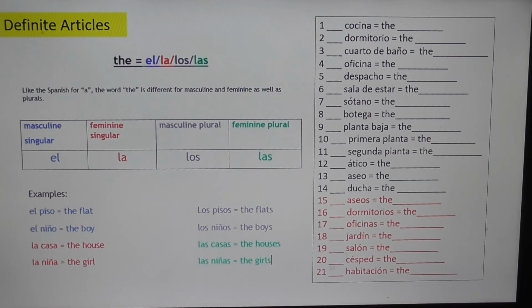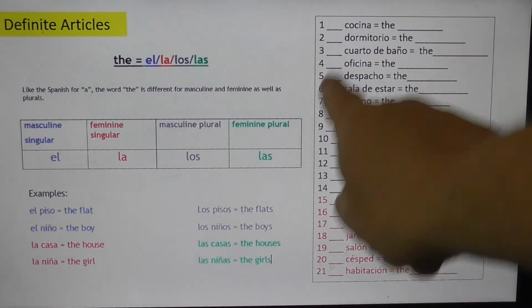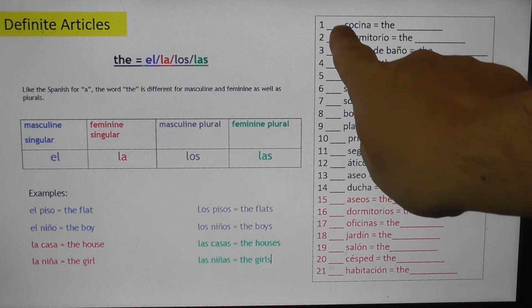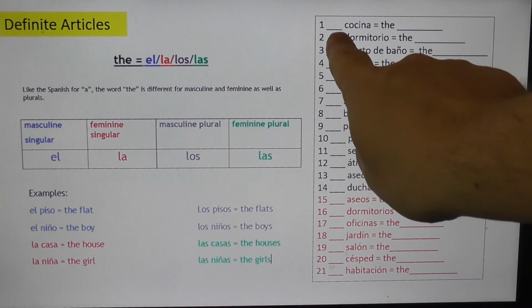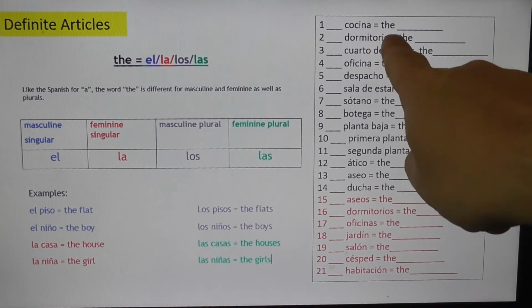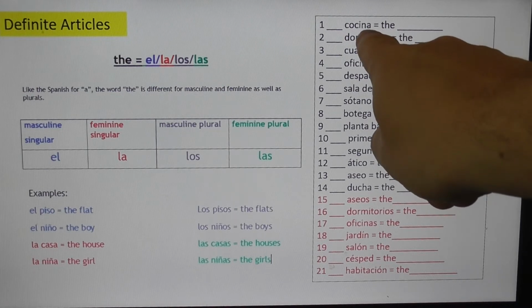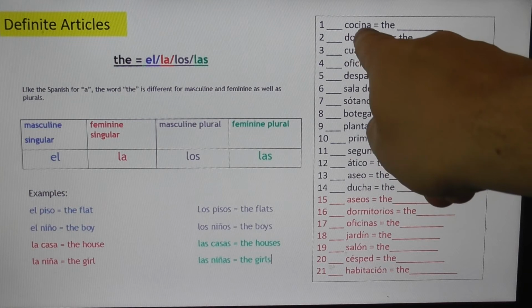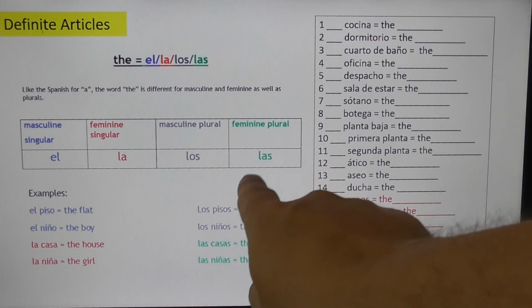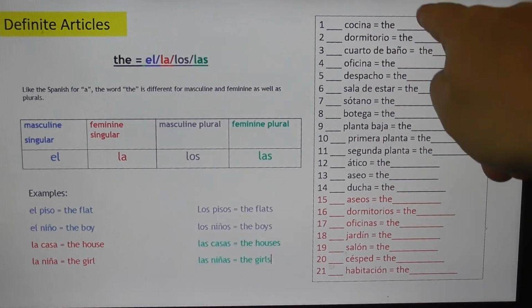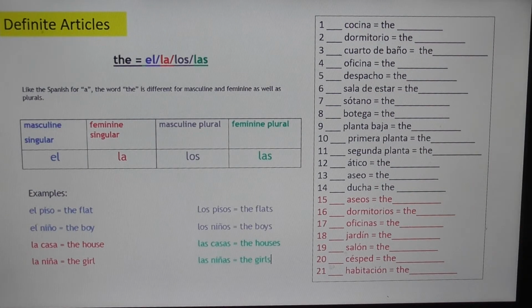Okay? Right, you're going to need to take your time with this activity. You have 21 nouns here, and I want you to make a note of all of them, please. And you're going to add either el, la, los, or las. Choose the correct definite article. So if we do the first one together, cocina ends in an A, so it's more than likely going to be feminine. We want to say the kitchen. So it's feminine, it's singular. We're going to choose la. La cocina equals the kitchen. Okay, you work your way through all 21 and good luck.